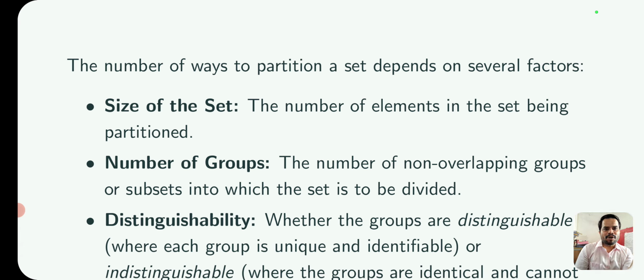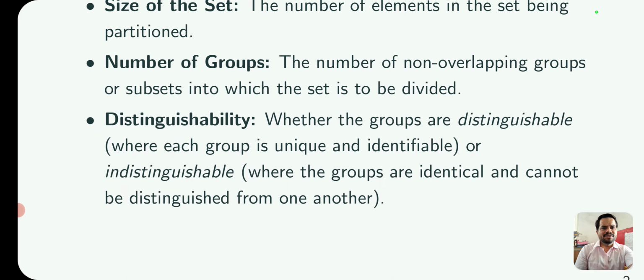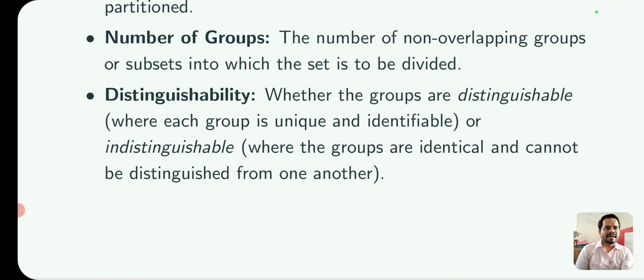The second is the number of groups, meaning the number of non-overlapping groups or subsets into which the set is to be divided. And distinguishability means whether the groups are distinguishable. It means that each group is unique and identifiable. Indistinguishable means the groups are identical and cannot be distinguished from one another. So these are the factors which affect how to form a partition of a group.